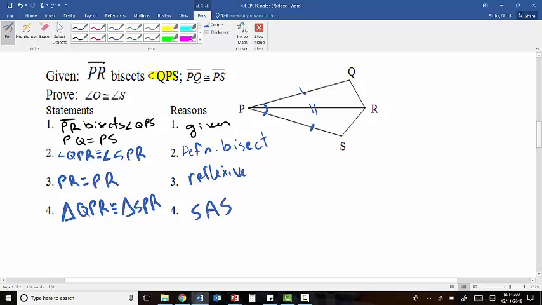Normally we'd be done at this point, but be careful. You are asked to prove that angle Q equals angle S. You did not have that in your proof yet, so we need to finish our proof with that. Now I can put rainbows at Q and S because they are corresponding parts of congruent triangles, so they are congruent.